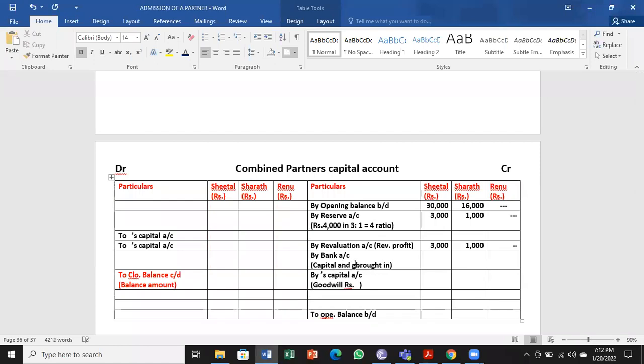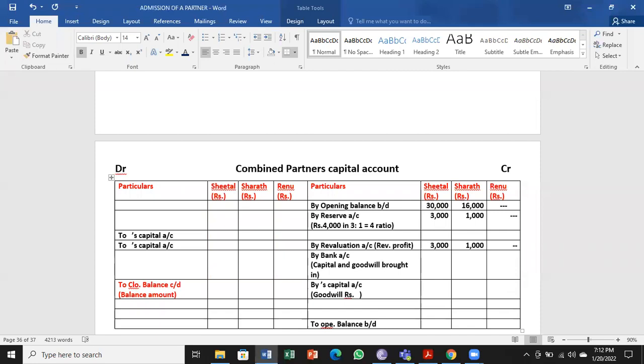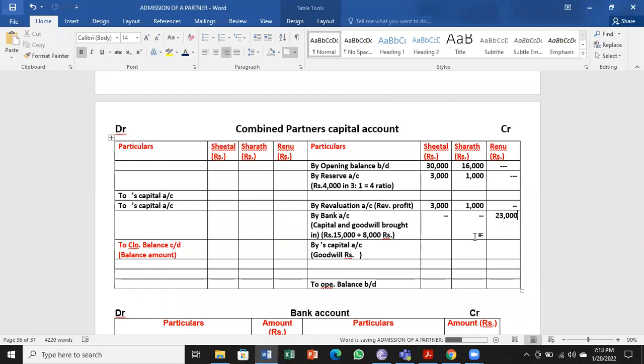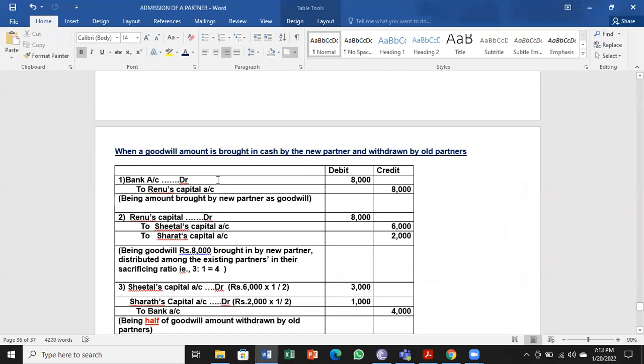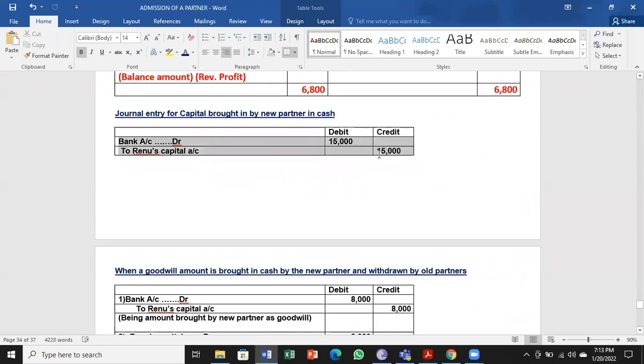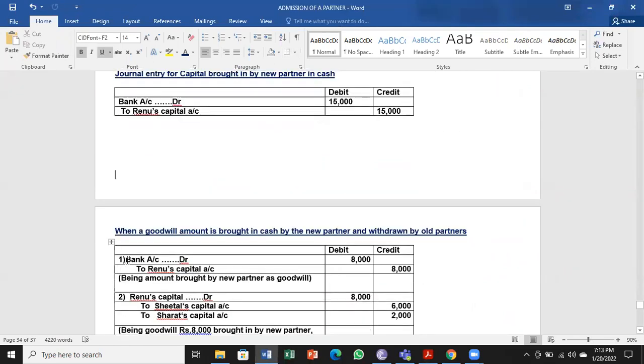So capital and goodwill brought in, 15,000 rupees plus 8,000 rupees, 23,000. Very nice. 23,000 amount. So that is the first part of it. That is, remember this entry. Bank account debtors to Renu's capital, and bank account debtors to Renu's capital again for goodwill.